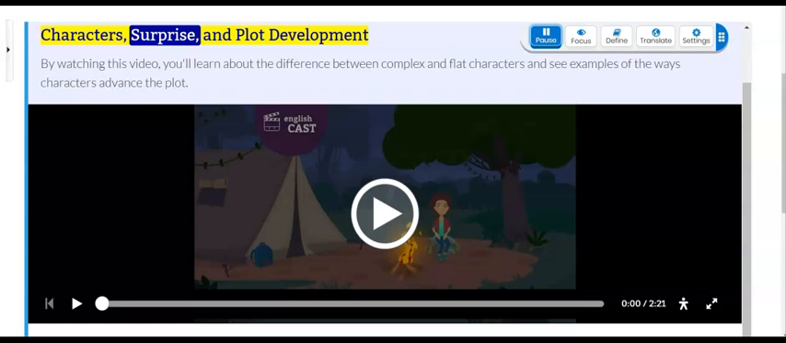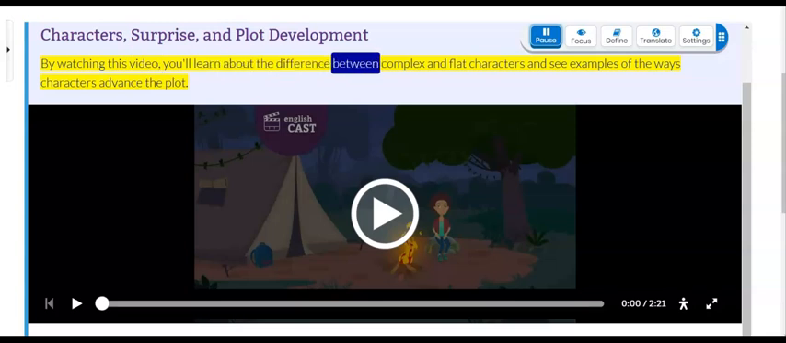Characters, surprise, and plot development. By watching this video, you'll learn about the difference between complex and flat characters and see examples of the ways characters advance the plot.